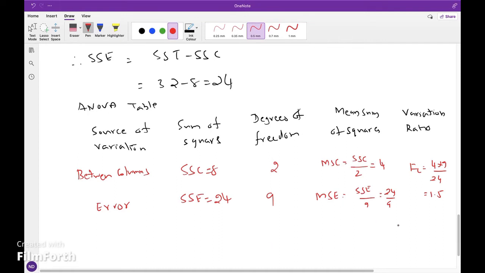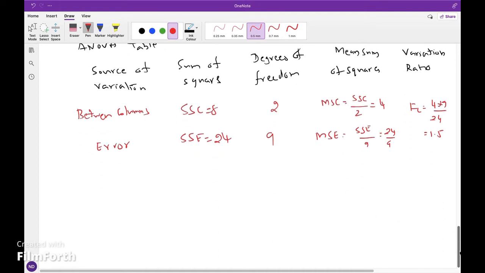Degrees of freedom: this one is 3 varieties, so 3 minus 1. The total, we can write SST equal to 32. Total degrees of freedom 11, because the total number is 12, 12 minus 1, 11.